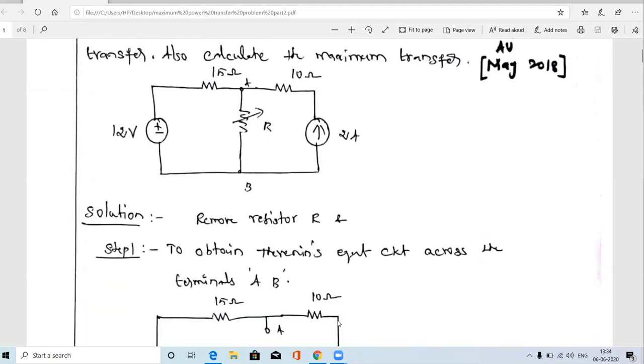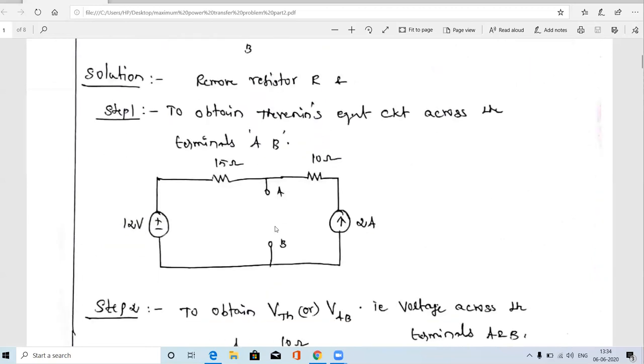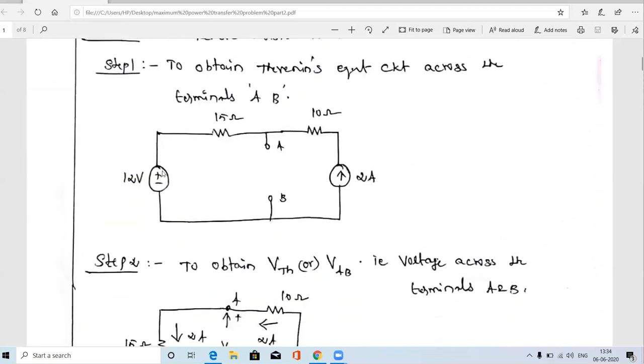So what is the first step to solve this problem in maximum power transfer? First we have to identify the load and remove the load. Which one is the load here? This resistor R is the load. So we identify this load and remove it, and mark these two terminals as A and B. Okay, this is the first thing. In the circuit you just remove that resistor R, and in the place of that R we mark the terminals A and B. This is the first step.